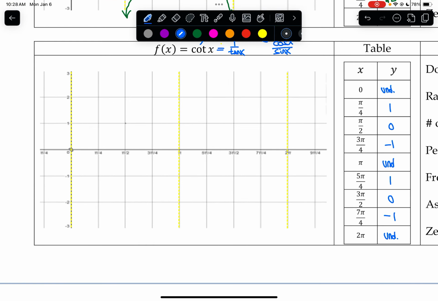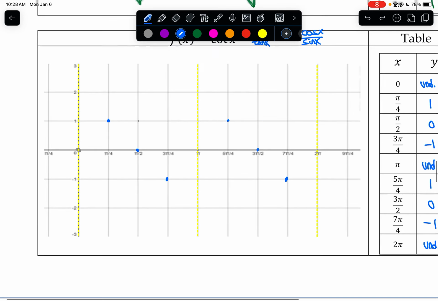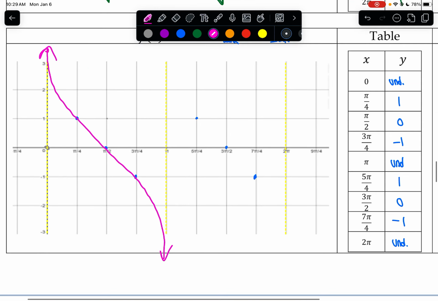So at pi over 4, I'm going to go ahead and start graphing these points. So we have 1, 0, negative 1, undefined. 1, 0, negative 1, undefined. So that's kind of your pattern. Okay, so when I draw my little graphs, now we're actually going to start at the top left up here, and then work our way to the bottom right of each of these little sections. So they're going to decrease. And make sure you make them curved. Because once again, they have to be curved.